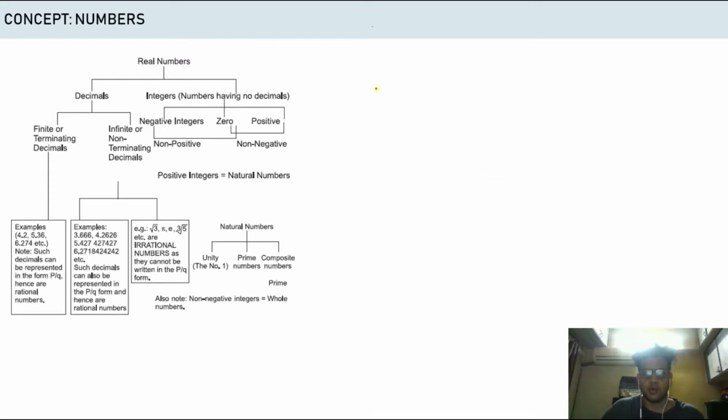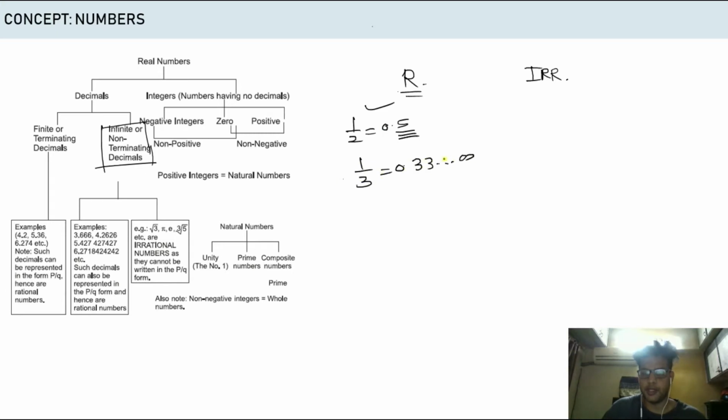If we talk about an infinite or non-terminating decimal, there are two types again. One is a rational number, another is an irrational number. Rational numbers are those with a terminating decimal or a recurring decimal. If I talk about 1 upon 2, it is a terminating decimal, hence it is a rational number. If I talk about 1 upon 3, it is 0.33 till infinity, but there is a fixed pattern repeating itself, that is 3 is repeating. Hence it can be represented as 0.3 dash, hence it is also a rational number.